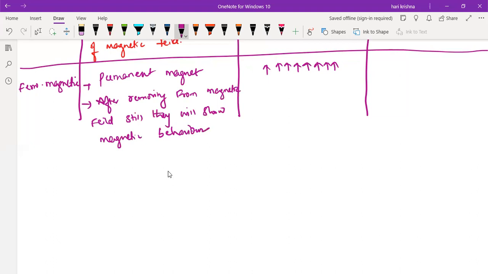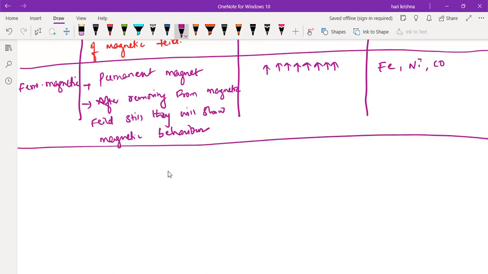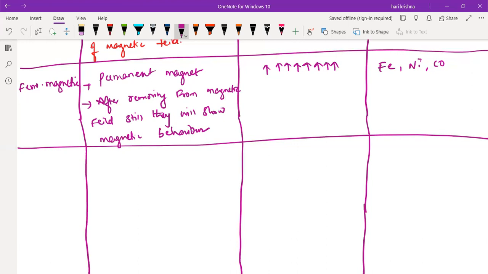Okay. So best examples are iron, nickel, cobalt. So ferromagnets are the strong magnets and are also called permanent magnets. They will not lose the magnetism easily compared to the remaining things. So whatever permanent magnets are there on the outside wall, they are made up of ferromagnets only.